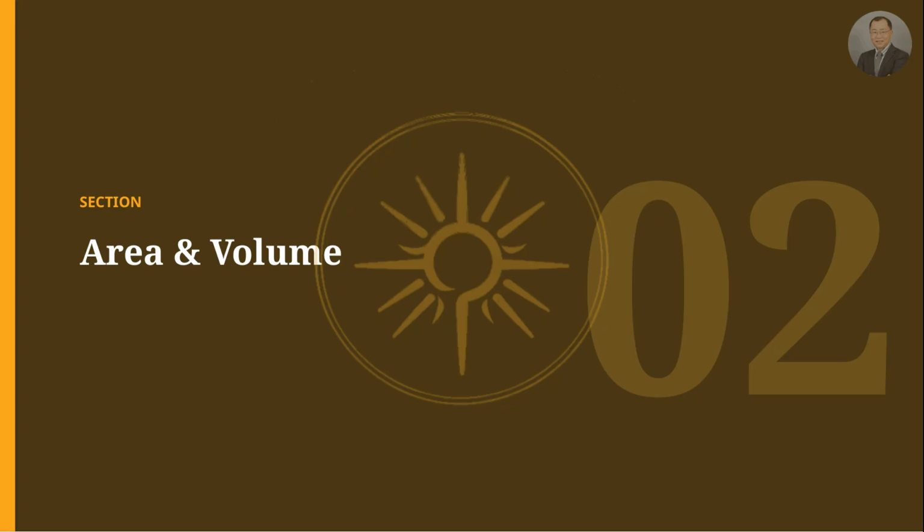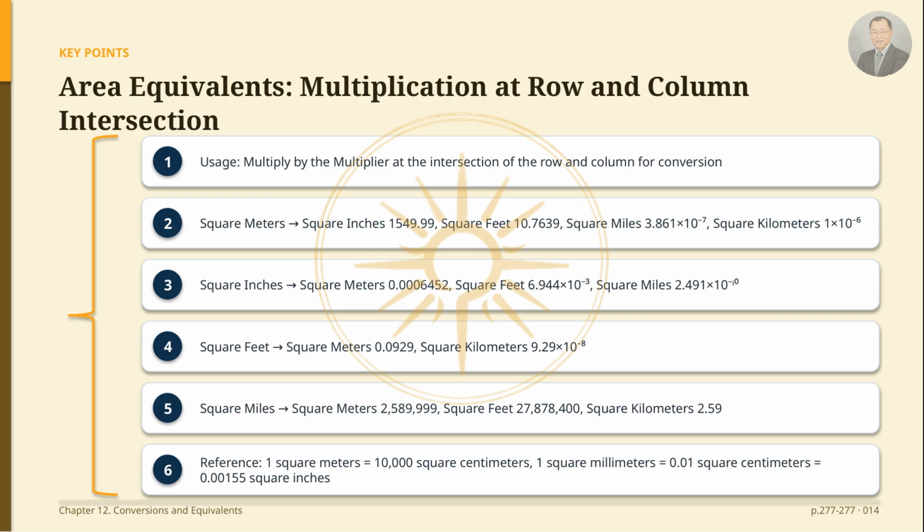Next, we turn to area and volume. This slide is a reference table summarizing conversion factors between various area units. The principle is to multiply the original value by the multiplier found at the intersection of the row for the unit you are converting from and the column for the target unit. For example, when converting square meters to square inches, multiply by 1,549.99, and when converting square miles to square meters, multiply by 2,589,990. Please refer to the table directly for other values as needed for practical design or calculations.